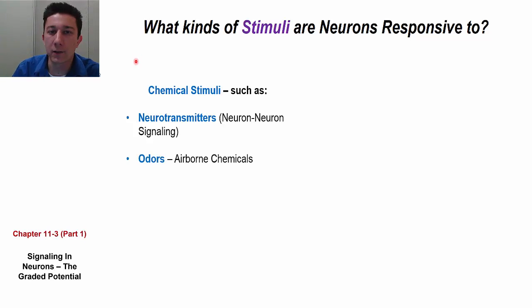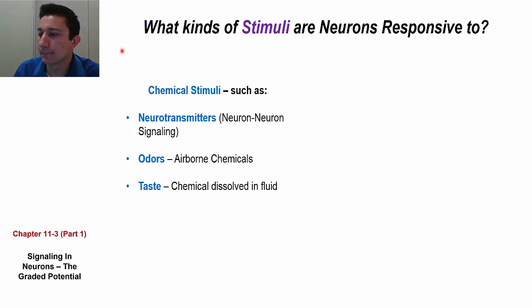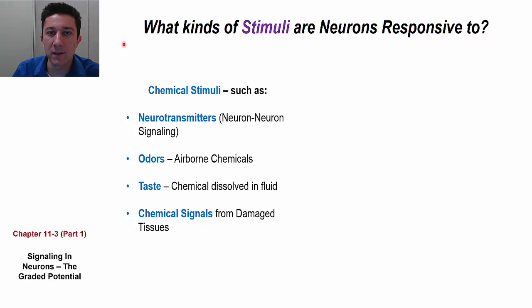Things like odors are actually airborne chemicals, airborne stimuli. Taste is simply a chemical that's dissolved in a liquid or a fluid like water or saliva. Chemical signals can also be released from damaged cells and damaged tissues that get our nervous system to respond and rally the immune system and things like that.